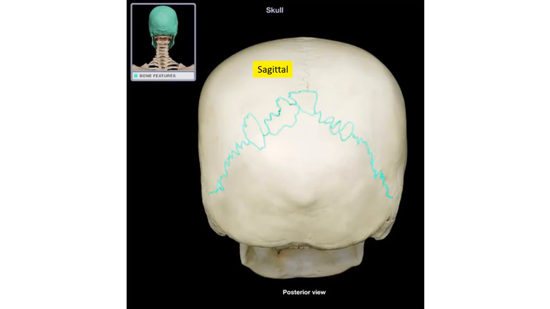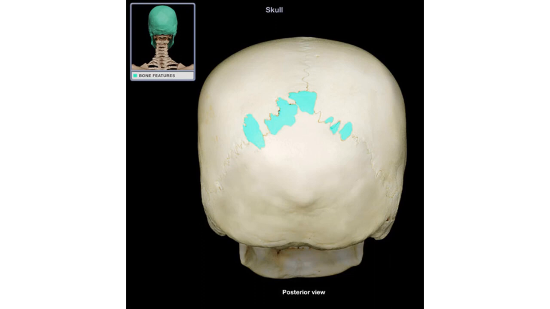Now, the sagittal suture, as it comes posteriorly, divides into two arms and forms the lambda, and this is the lambdoid suture. In the lambdoid suture, sometimes we can see bones that are small and several, and these are not constant, and they are called sutural bones.